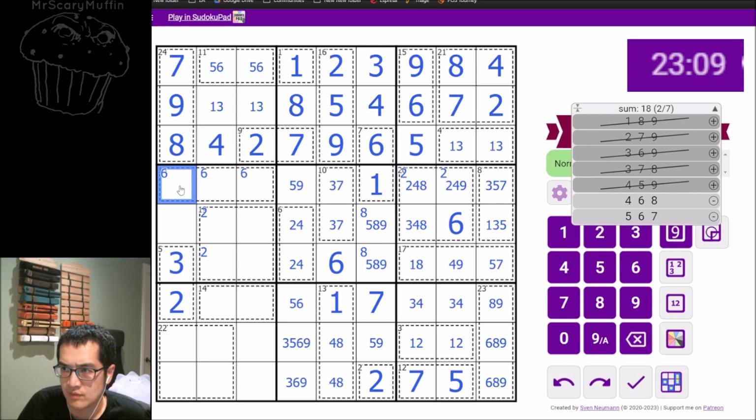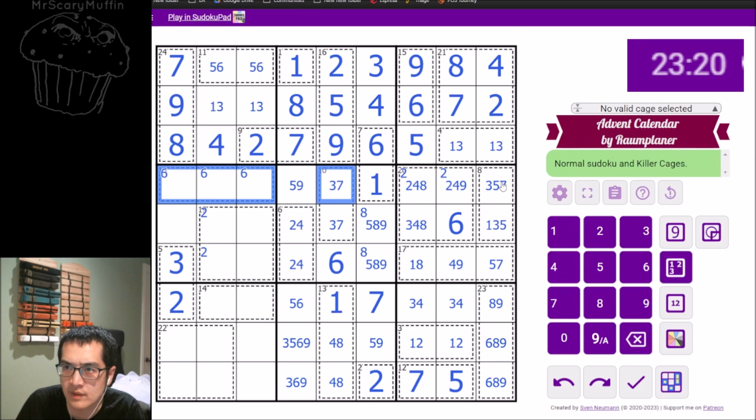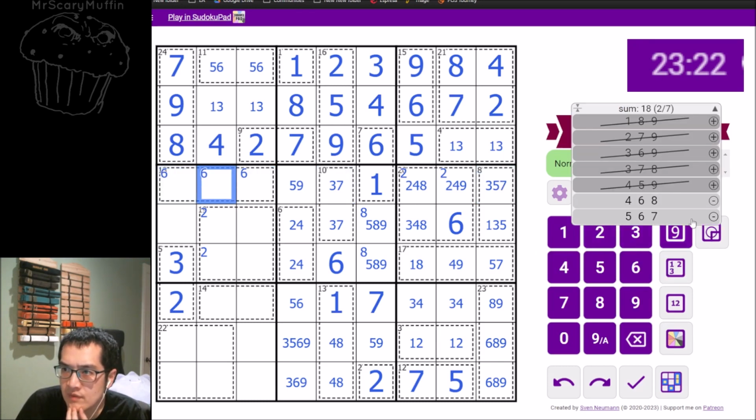Can we have a 5 here? We could. It could be 5, 6, 7. Actually, wait. 5, 6, 7 is a problem, isn't it? 5, 6, 7 means that this is a 3 and this is a 3. So this cannot be 5, 6, 7. This must be 4, 6, 8.